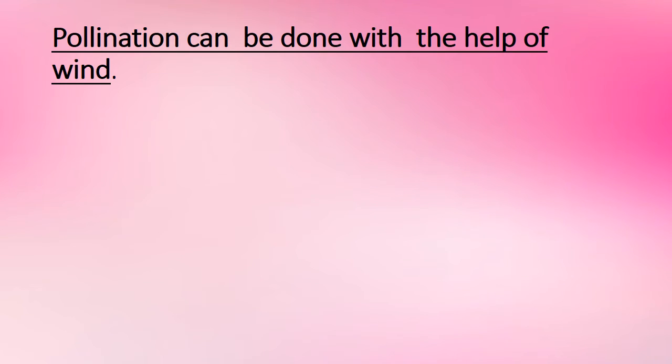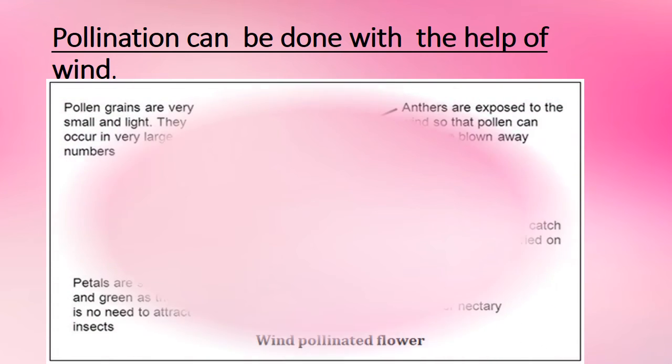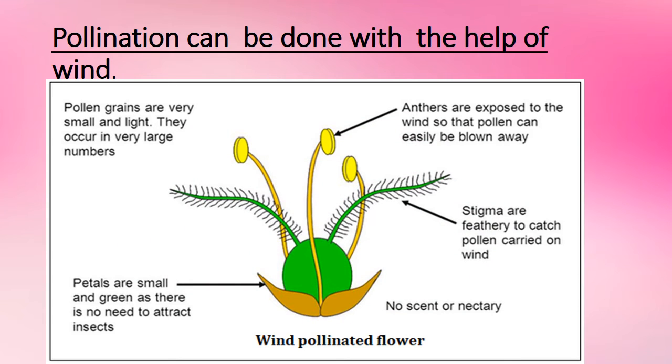So students, pollination can be done with the help of wind. As you can see, and how wind helps in pollination: pollen grains are very small and light. They occur in very large numbers, we all know. Here in this picture we can see a wind pollinated flower. Here anthers are exposed to the wind so that pollen grains can easily be blown away.